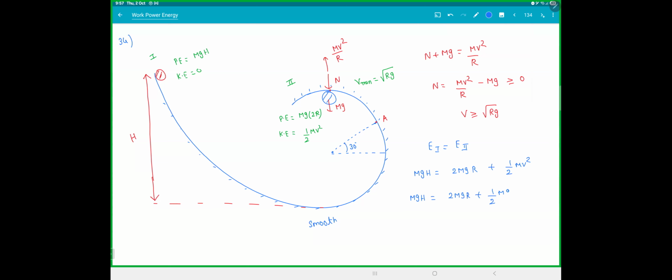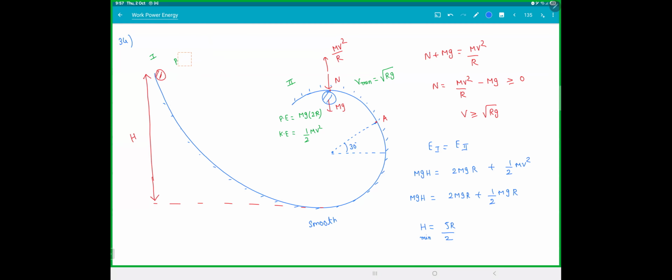V square is nothing but gr, so you can clearly see h will be 5r by 2. This is your minimum. Anything more than this, you'll be safe. I hope this was clear. That was the easy part. What about the second part?